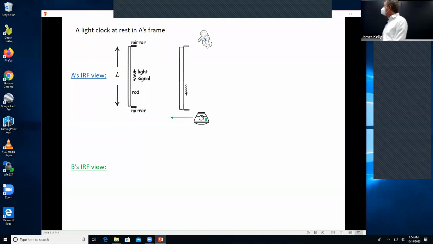Things get interesting when we consider someone moving by that same light clock at a very high speed, a speed close to the speed of light. So here's a little space pod thing that happens to be zipping by in another inertial reference frame. We'll call that B, or Bob. This is the picture according to A, in which B is moving, but in B's point of reference, they're thinking, I'm perfectly at rest. What's happening is this light clock and A are zooming by me. So let's redraw that picture from B's point of view.